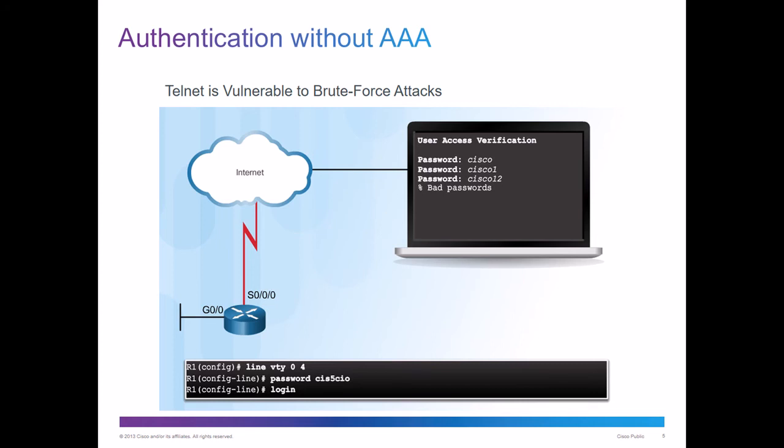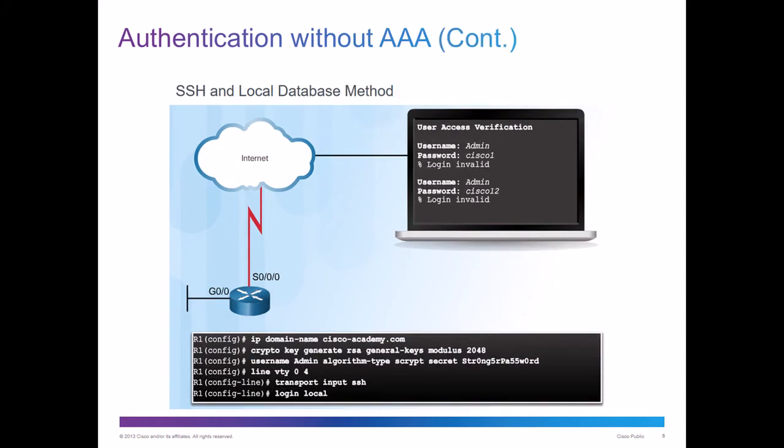But not only is Telnet vulnerable to brute force, it's also vulnerable to eavesdropping. If anybody has a protocol analyzer, it's very easy to capture the clear text password that you are typing when you are trying to log into your router. So what you want to do is SSH. SSH allows that encrypted password to be passed to the router when you try to log in.